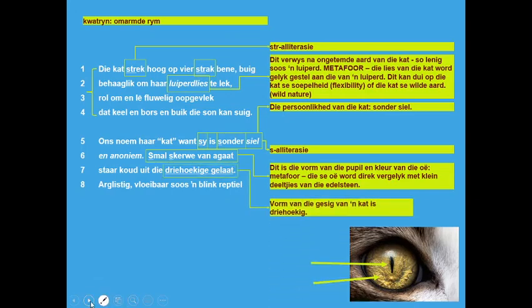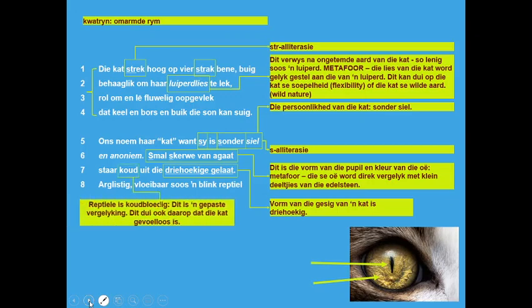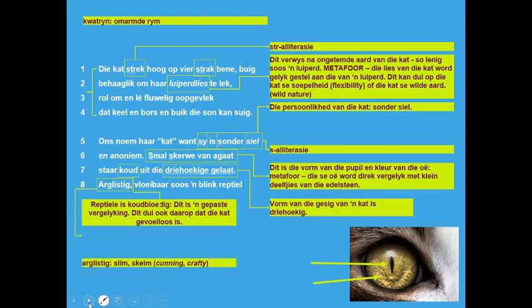Driehoekige gelaat, die vorm van die kat se gesig is driehoekig. So the shape of the cat's eye is triangular. Alright? Reptiele is koudbloedig, so reptiles are cold-blooded, so cold matches in with the word reptiel here. Dis 'n gepaste vergelyking, so it is a fitting comparison, but it dui ook daarop dat die kat gevoelloos is. It indicates that the cat is emotionless.